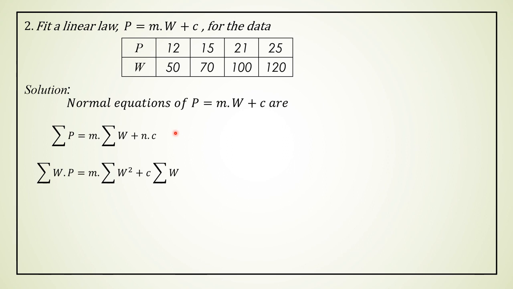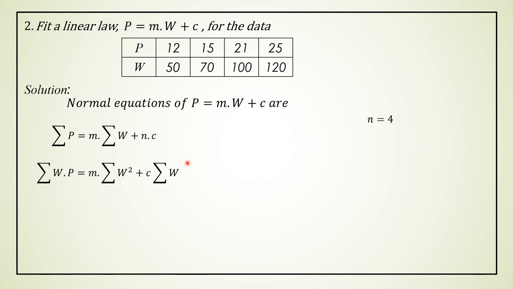The second normal equation is obtained by multiplying w throughout and then taking the summation. So the second normal equation is summation w into p, that is equal to m into summation w square plus c into summation w. Okay, now let me find all the summation values over here.